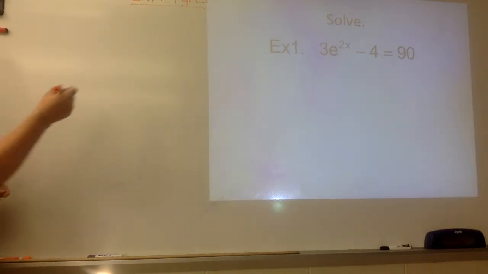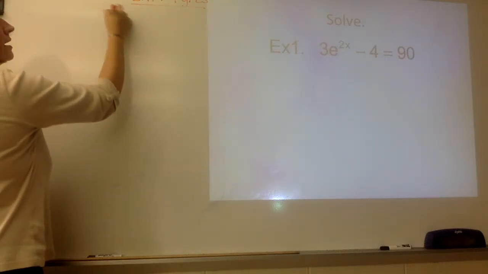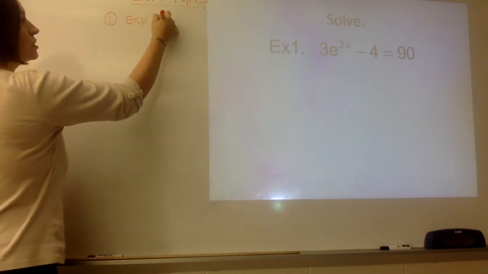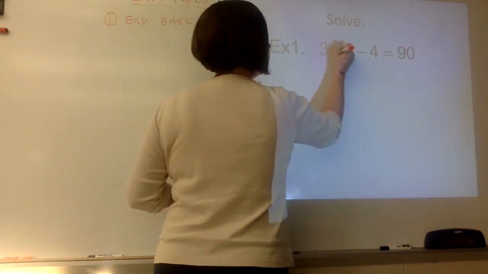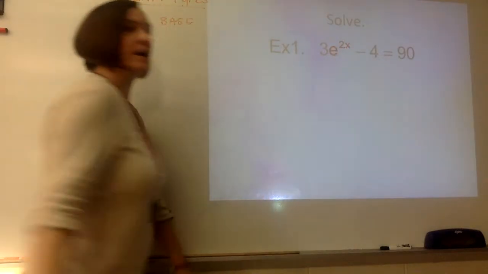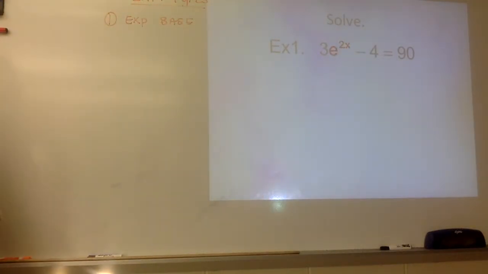So the first type we're going to talk about is 1 exponential base. You're going to say 1 exponential base. Yes. E to the 2x is my 1 exponential base. Just like linear equations, we want to isolate the exponential base. So how do I do that algebraically?